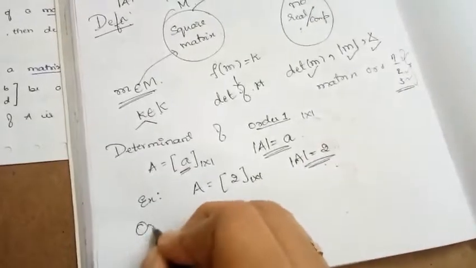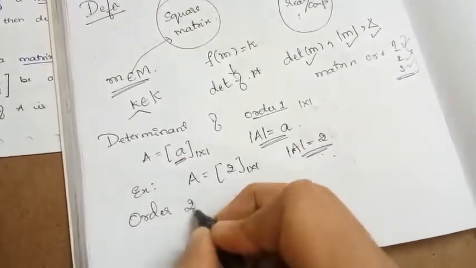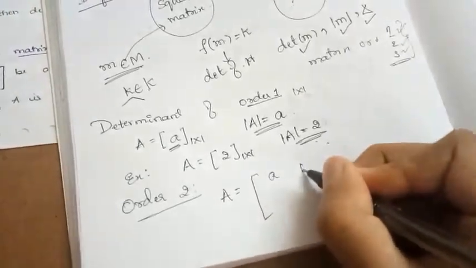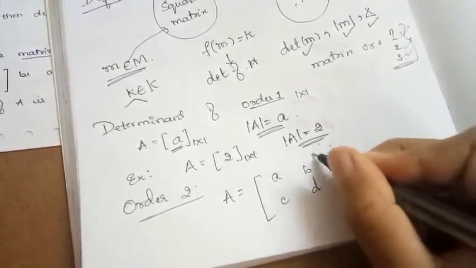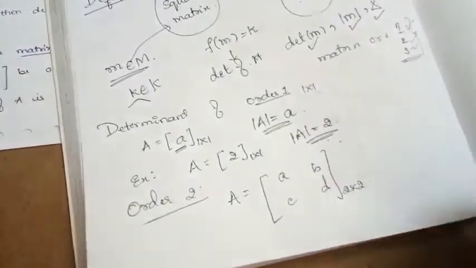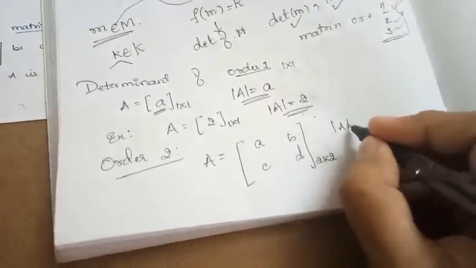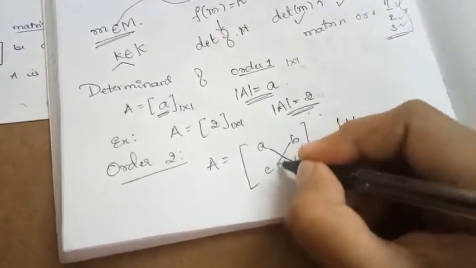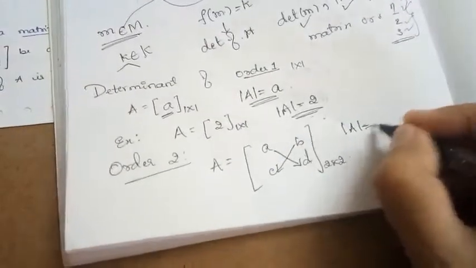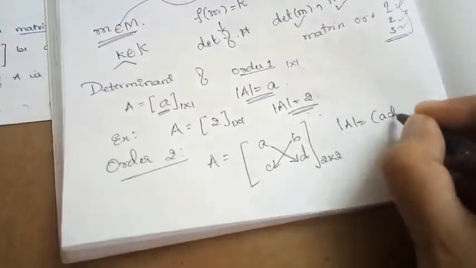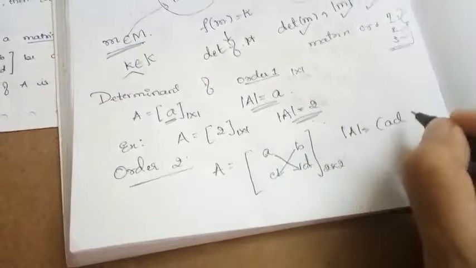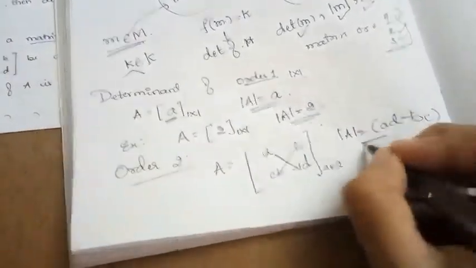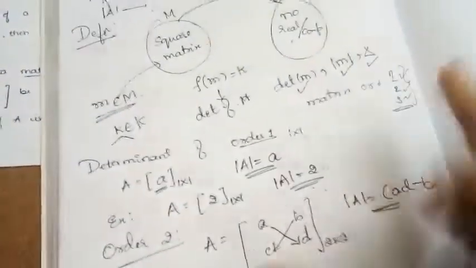Now, how do you find the determinant of order 2? I will consider a matrix A that is of the form a, b, c, d. You can see here the order of this matrix is 2 cross 2, and we will find the determinant of A in a very easy manner, just cross multiplying like this. First I will multiply a and d, that is ad. After that minus bc. ad minus bc is nothing but the determinant value of a matrix of order 2.